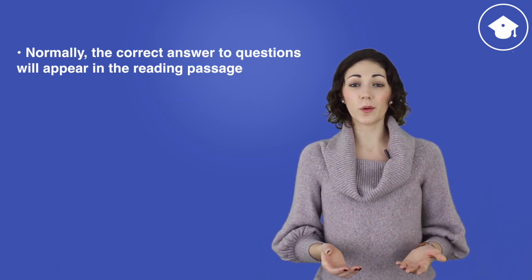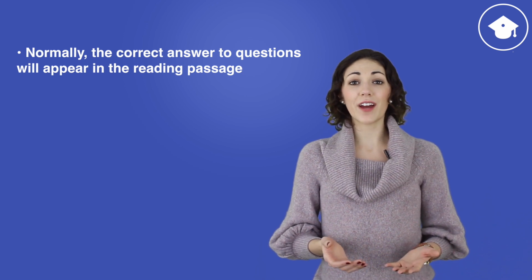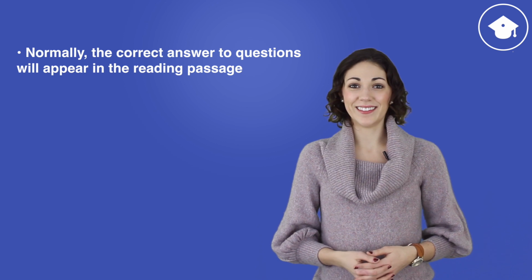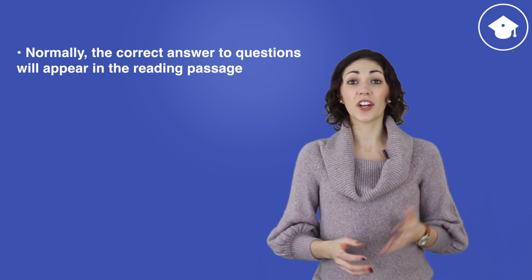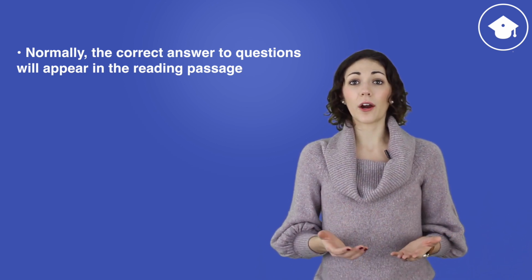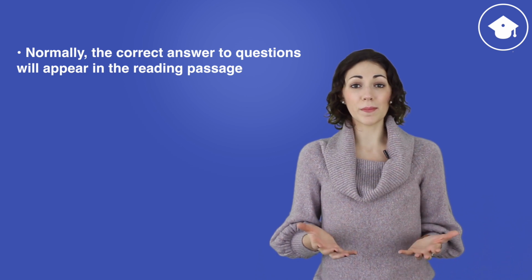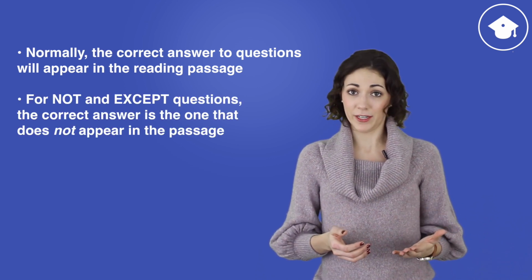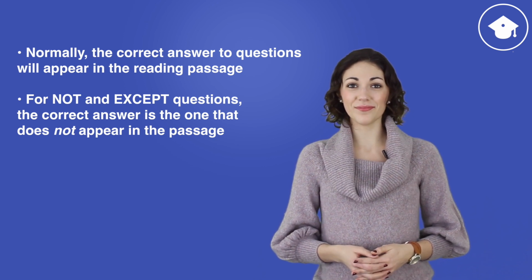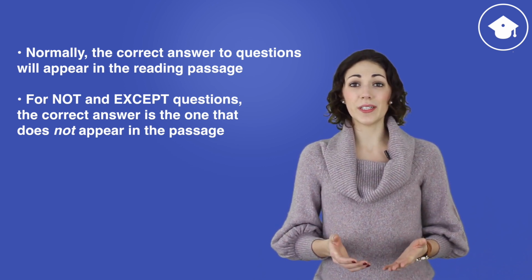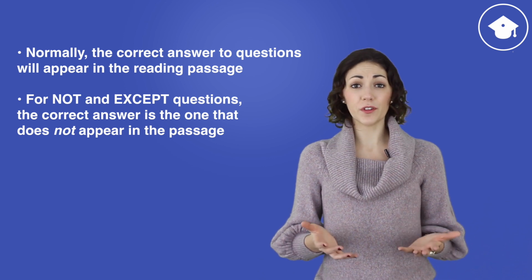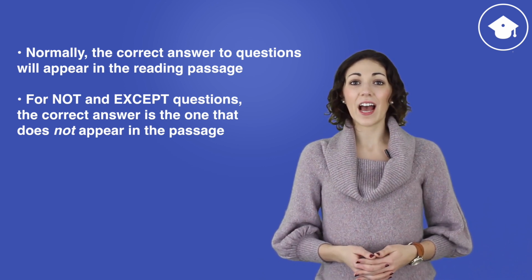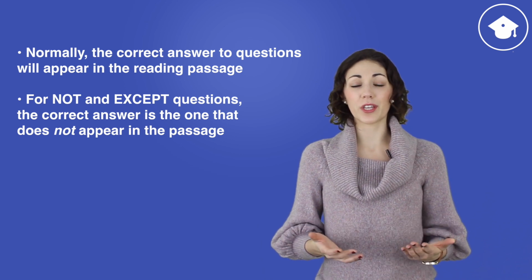Normally, when we answer a question on the TOEFL, the correct answer is provided or implied somewhere in the reading. NOT and EXCEPT are questions that are exactly the opposite of this. The correct answer is the one that is not mentioned in the text. Many students think that makes these questions confusing, but actually these questions are not confusing at all, as long as we know how to approach them in the right way.